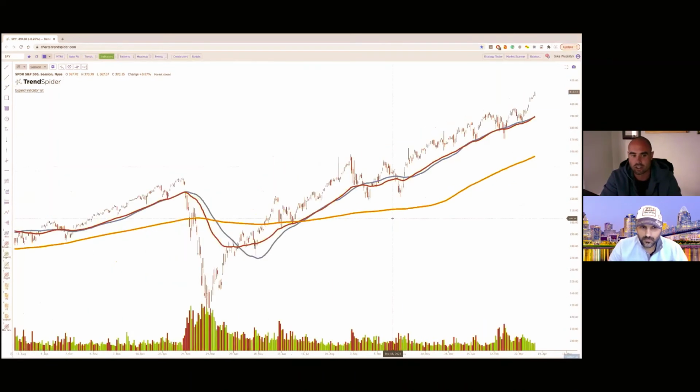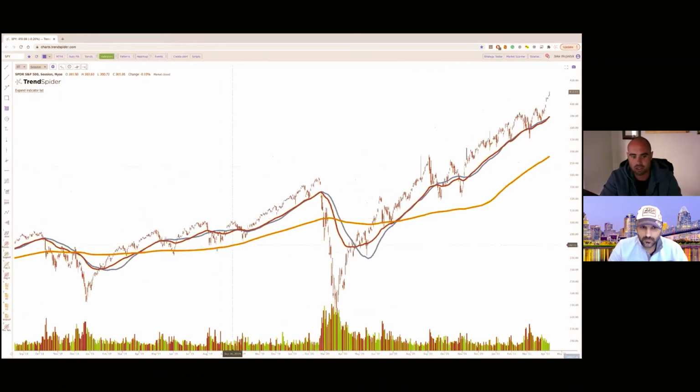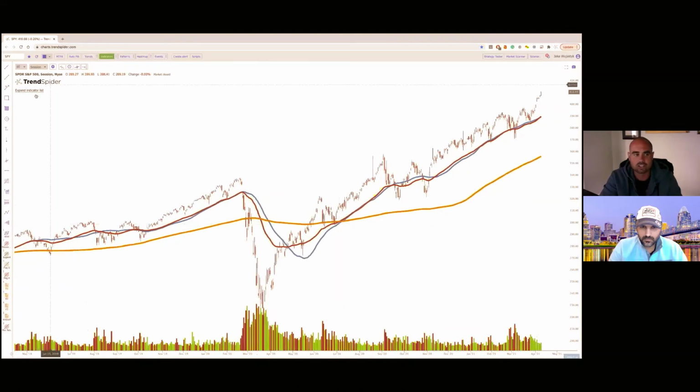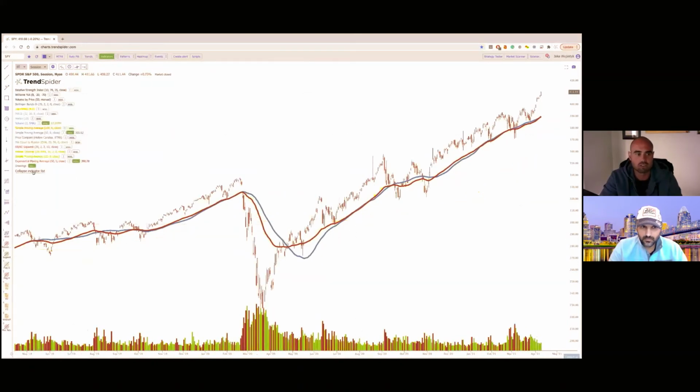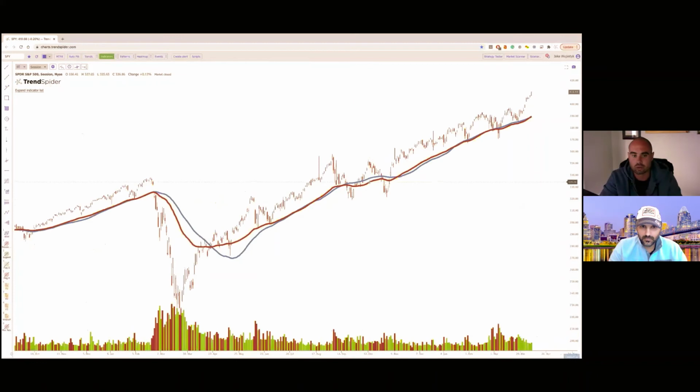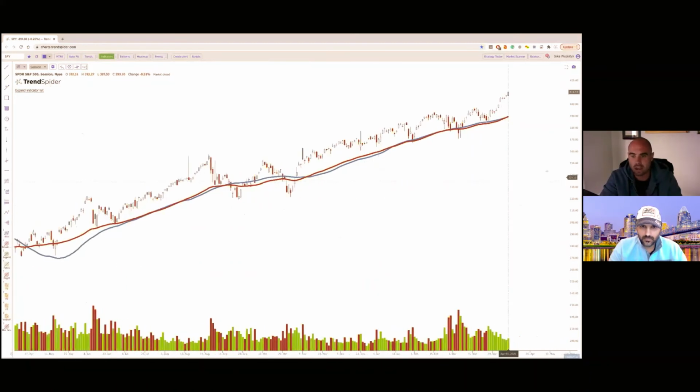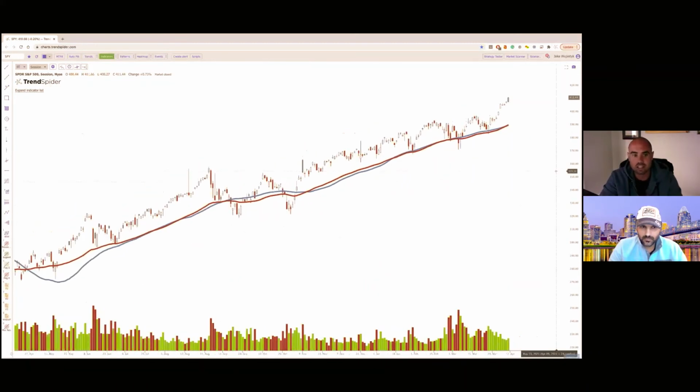The 200, you'll see here, did act as pretty good support here a few times back in 2019, but it's not always that correlated, and each stock has its own personality. If you have a ton of market participants trading the 200-day SMA on a specific stock, then it's probably going to be an important level, and you can tell that just by looking and seeing if price respects it.